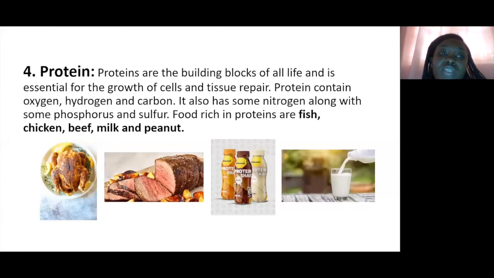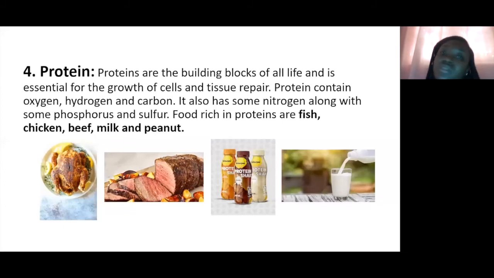Foods rich in proteins are fish, chicken, beef, milk, and peanuts. Okay, so a good source of protein is our meat products and our dairy products, right? And protein is very important to people who want to build muscle, right? So you'd see that people who go to the gym a lot or are athletes or are just into fitness, they are very into protein. Okay, if you see the diagrams below, the chicken, the beef, but you also see the protein shake.